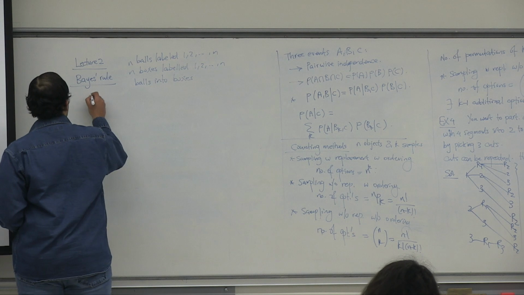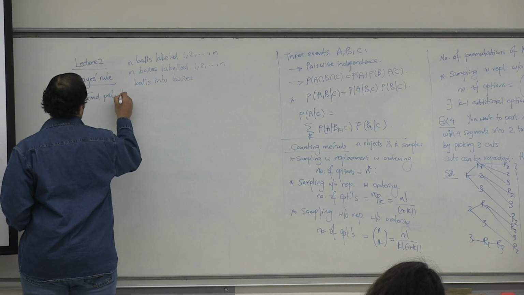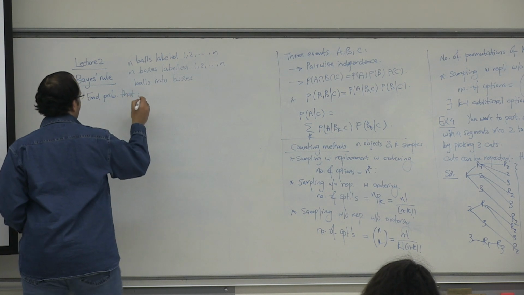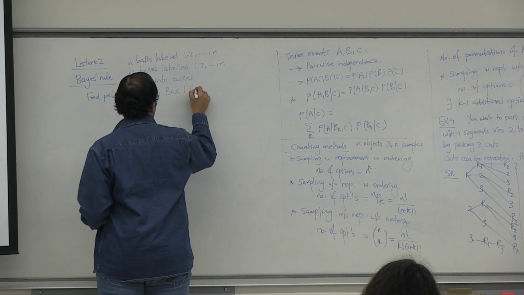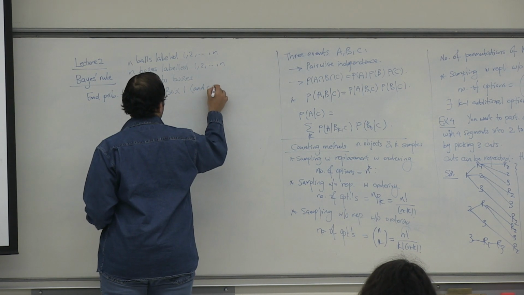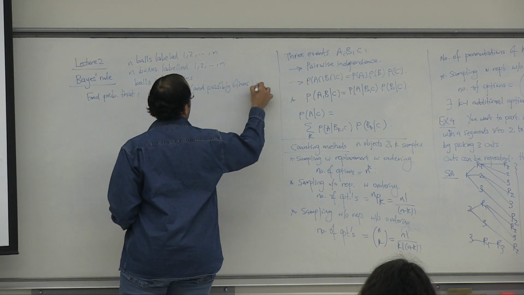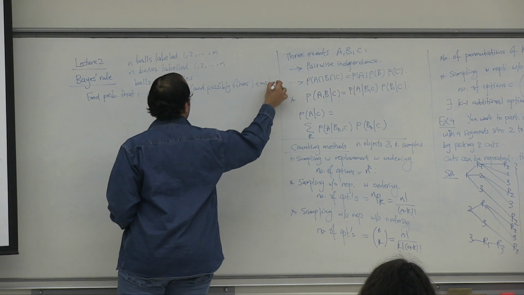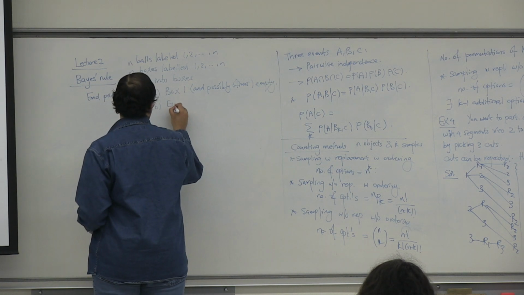Find the probability that after arranging all your balls, A, box 1, and possibly others, is empty, and B, exactly one box is empty.